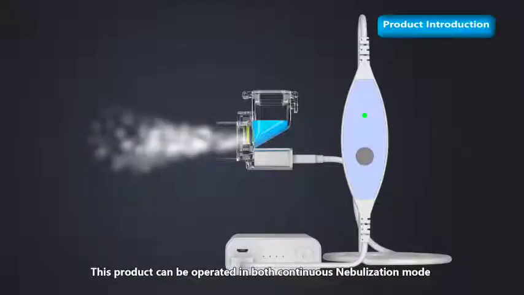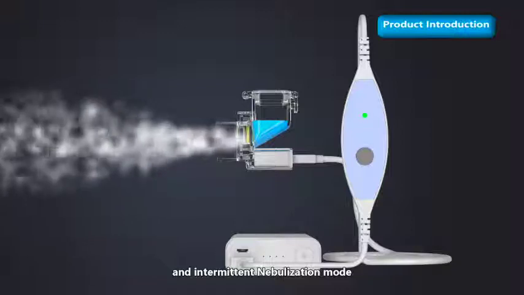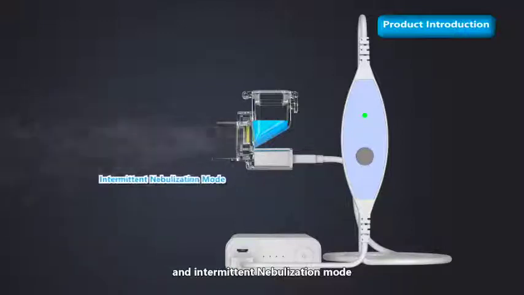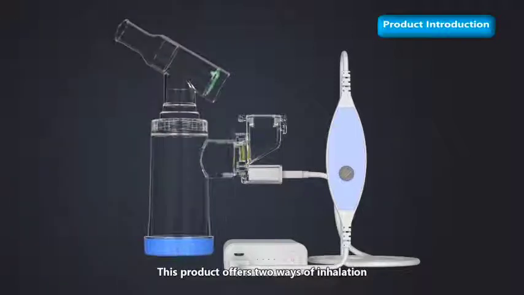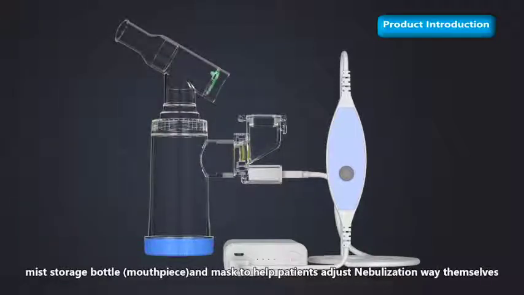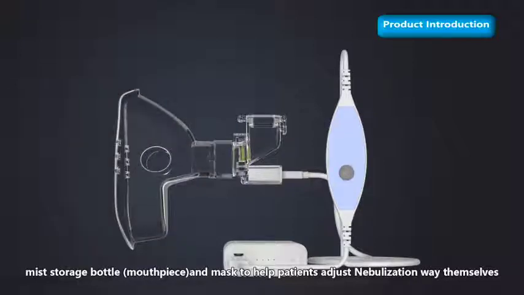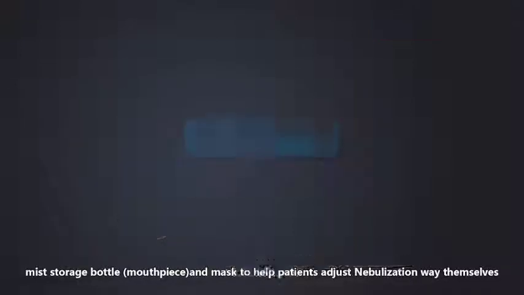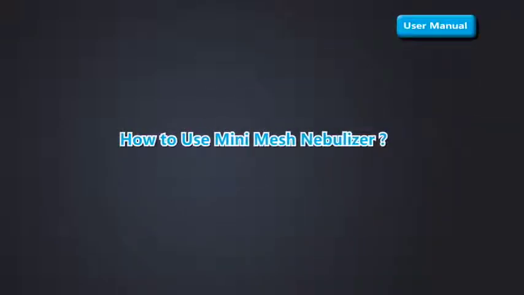This product can be operated in both continuous nebulization mode and intermittent nebulization mode. This product offers 2 ways of inhalation: mesh storage bottle, mouthpiece, and a mask to help patients adjust the nebulization way themselves. User manual. How to use the mini mesh nebulizer?